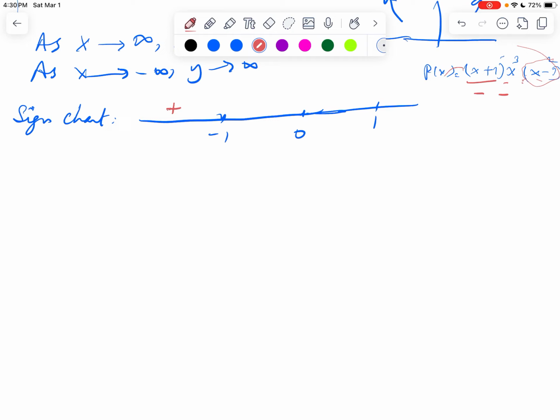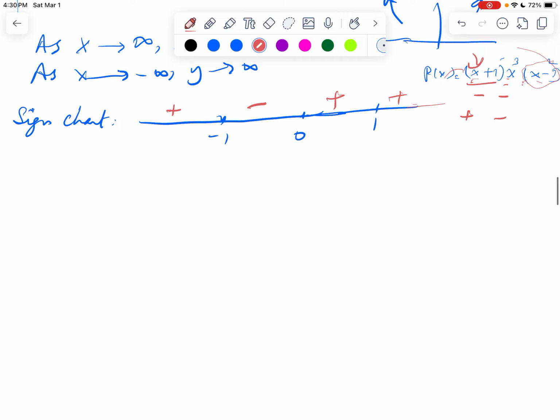What about the next one? Between -1 and 0, I can pick -1/2. When I plug in -1/2 in here, I'll get a positive sign. But with x cubed, I'll get a negative sign. So I'll get negative. Now between 0 and 1, it's like 1/2. So 1/2 is positive times positive, so it is positive. What about over here? Again, we can put 2 or 3. Everything is positive. So this is the sign chart.